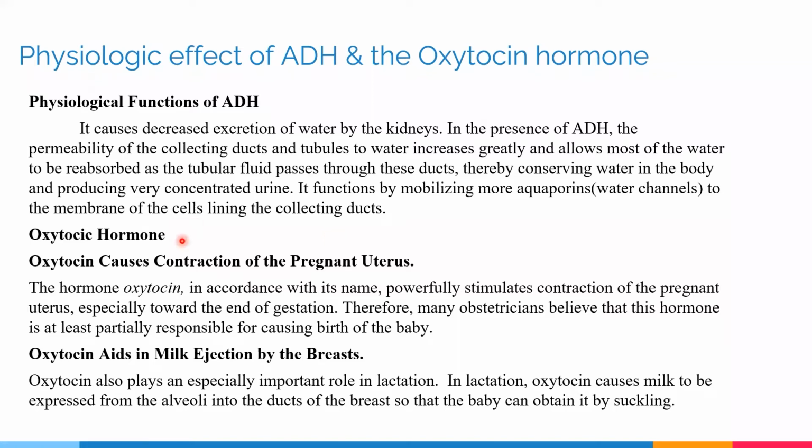Next, we look at the functions of the oxytocin hormone. Oxytocin causes contraction of the pregnant uterus. The hormone oxytocin, in accordance with its name, powerfully stimulates contraction of the pregnant uterus, especially towards the end of gestation. Therefore, many obstetricians believe that this hormone is at least partially responsible for causing birth of the baby.